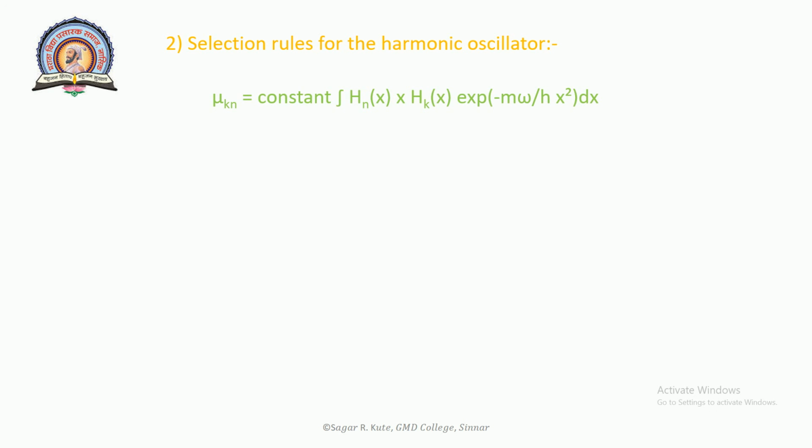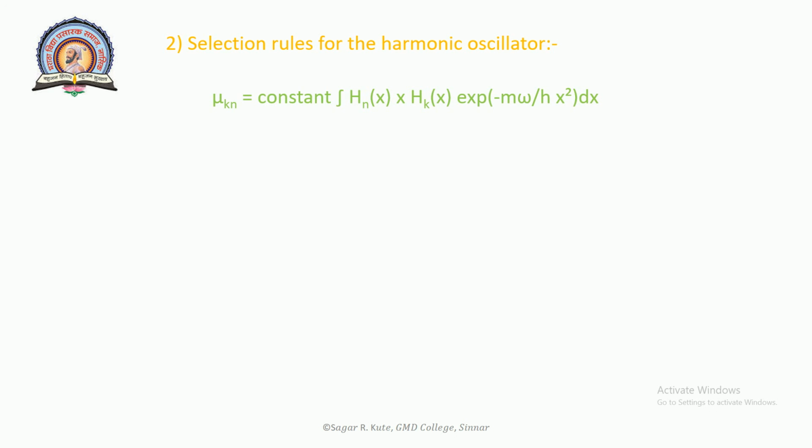Now the second type will be the selection rule for the harmonic oscillator. Consider a charged particle executing simple harmonic motion along the x-axis about the point at which the opposite charge is situated. The dipole moment at the instant is ex. The wave function for the system is given. The dipole matrix element mu_kn is equal to a constant times the integral of H_n(x) x H_k(x) exponential of (m omega upon h cross) x squared dx.